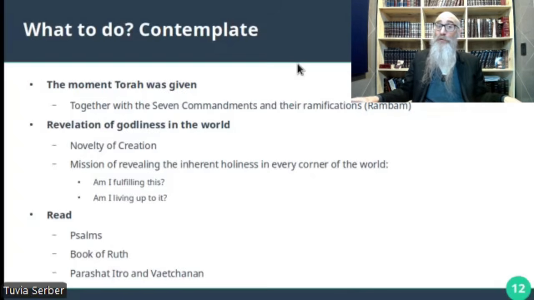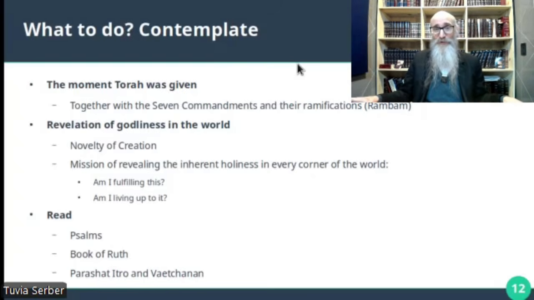You can contemplate and think that that particular day is the day that God gave us a mission, a very specific mission of revealing His godliness in the world. So you can ask yourself, am I fulfilling this mission? Am I living up to it? Am I really doing my best effort for this? Am I really learning Torah as much as I could? Am I really learning what I can learn?